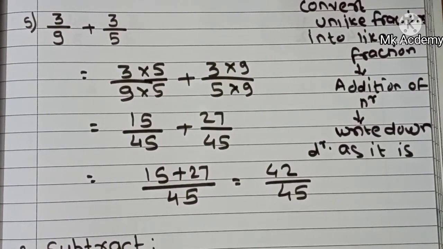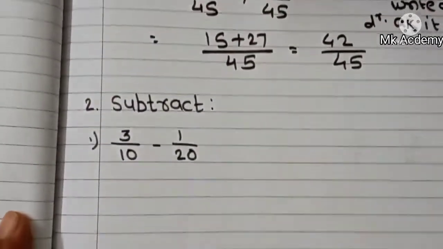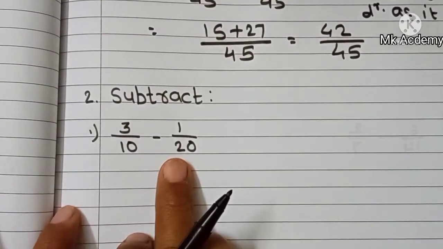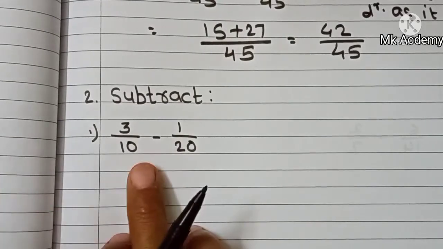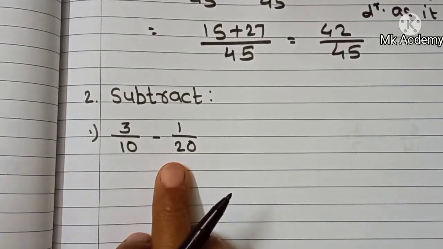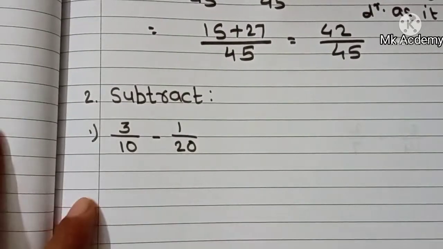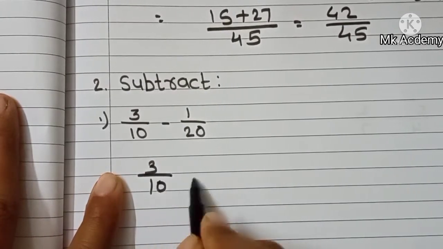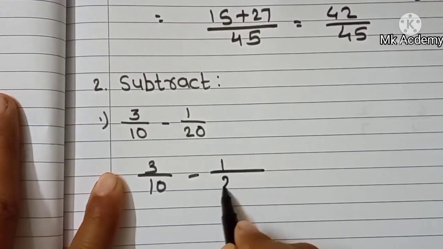Now question number 2, subtract. Example number 1, 3 upon 10 minus 1 upon 20. Now see, in this example also we are given unlike fractions. To do subtraction, we also convert unlike fractions into like fractions and then do subtraction. Now 3 upon 10 minus 1 upon 20.